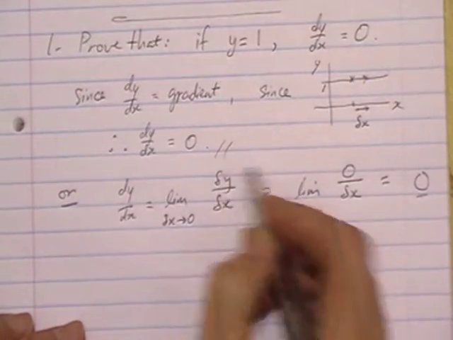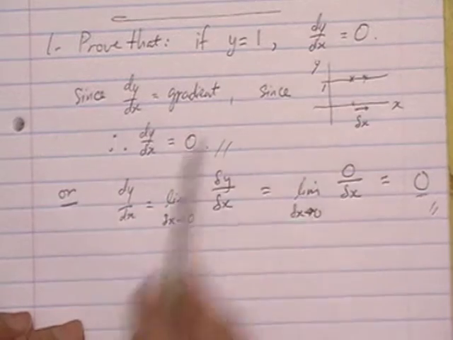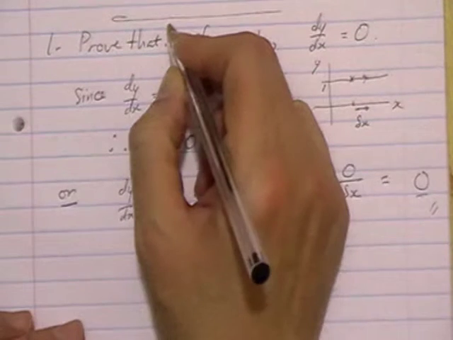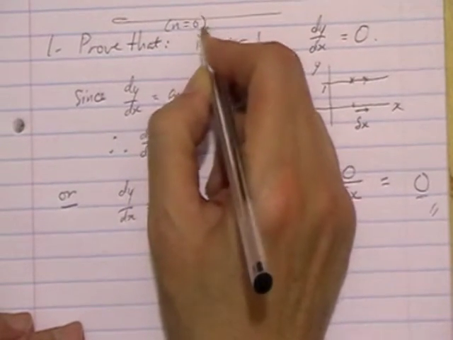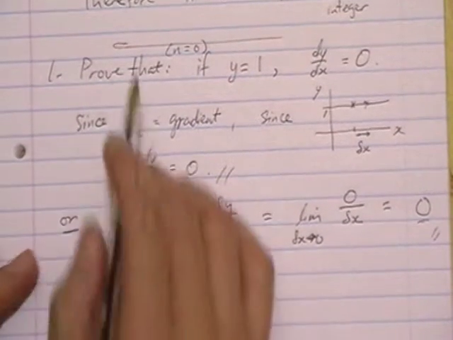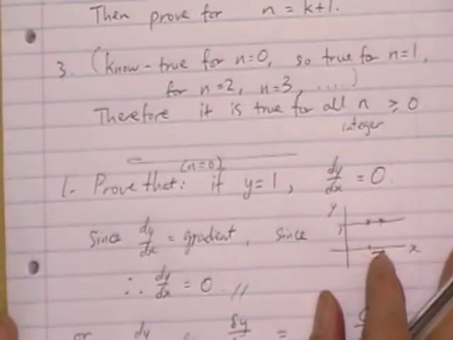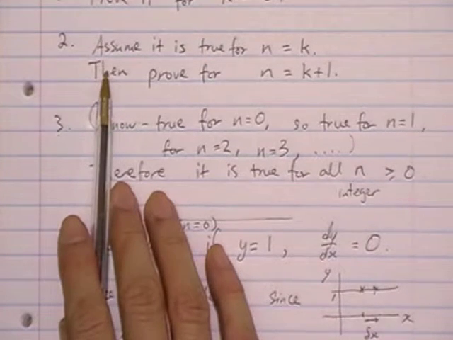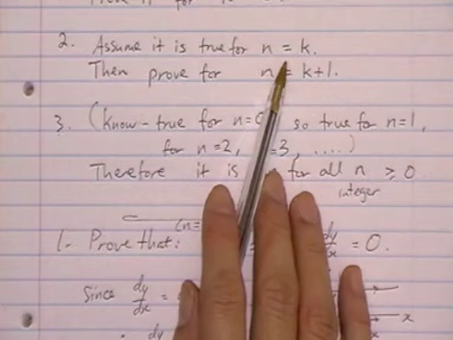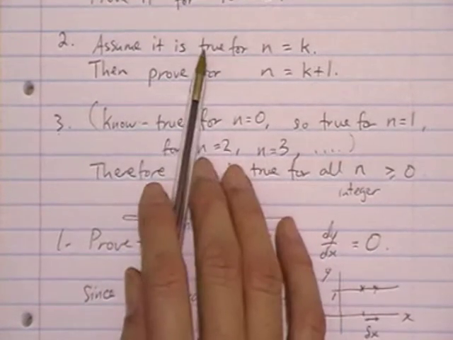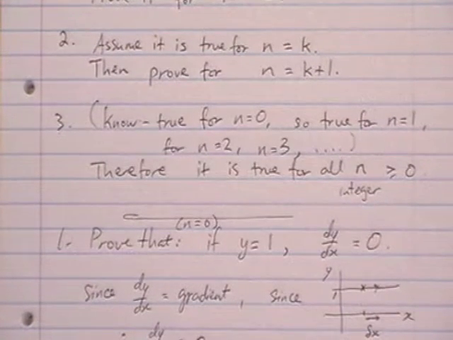So in either case, I have proven this statement for the case where n is equal to 0. Next, we assume that the formula is true for n equals k, and then prove it for n equals k plus 1. Let me then write out these statements.